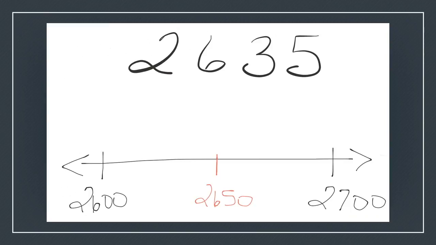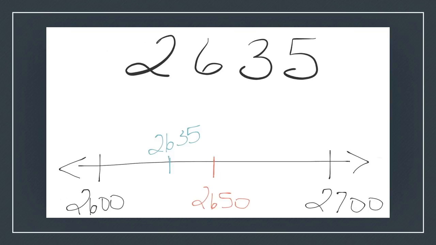What would be the middle point? Right? 2650 is our middle point. And then we're looking at the number as a whole, not just looking at what's behind it. So now we're looking at, okay, if I have 2,635, where would that fall on this number line? Well, it falls below that middle point of 2650. So now it's closer to the 2600.